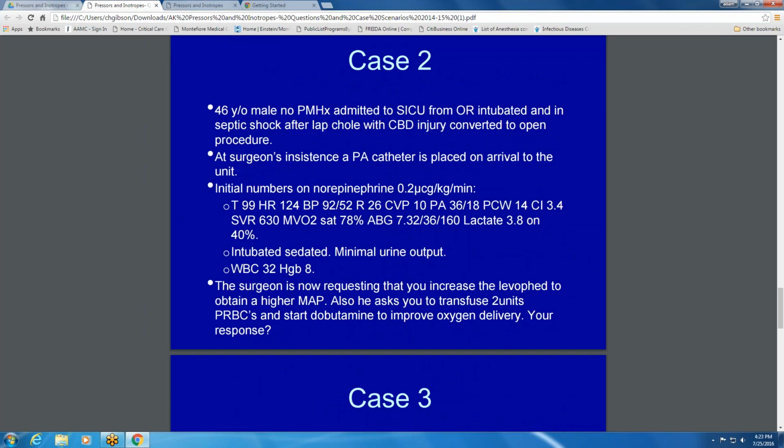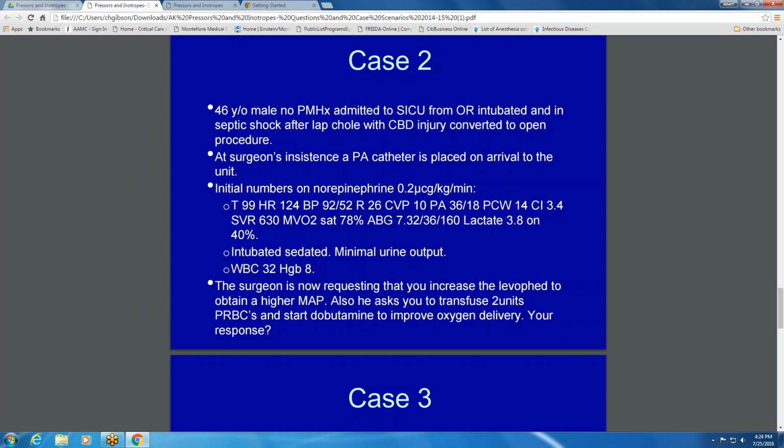At the surgeon's insistence, the PA catheter is placed on arrival to the unit. I get that every so often. Very random. Yeah, sure, every two years. Very rarely, I wanted to say, but it can happen. Someone says, yeah, you need a PA catheter.